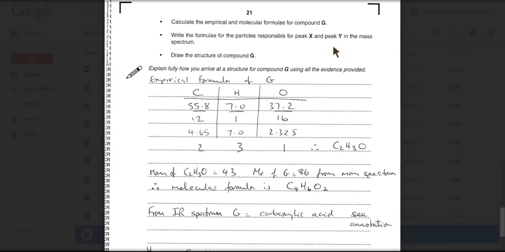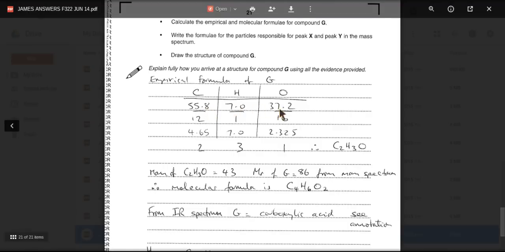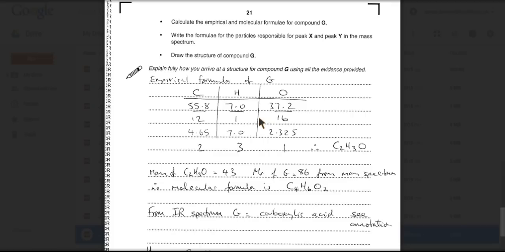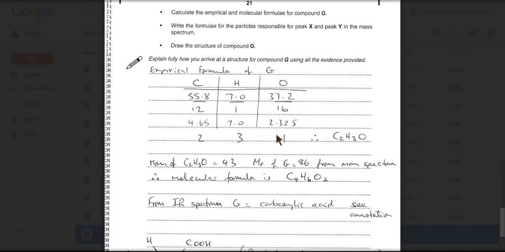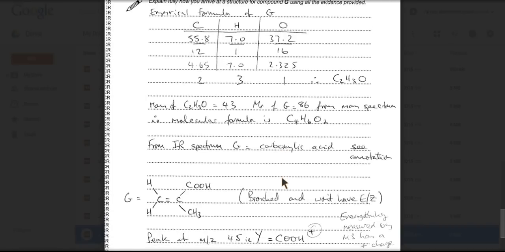So the empirical formula of G, well, there's the working out for that. So it's just the percentages divided by the Ar of each atom, and we get the mole ratio, and then we simplify it to the simplest whole number mole ratio, C2H3O. The mass of that is 43, but we know the Mr is 86. So there's obviously twice as many atoms in the molecule, so the molecular formula must be C4H6O2. We've already established that G is a carboxylic acid, so see the annotation on the spectrum.